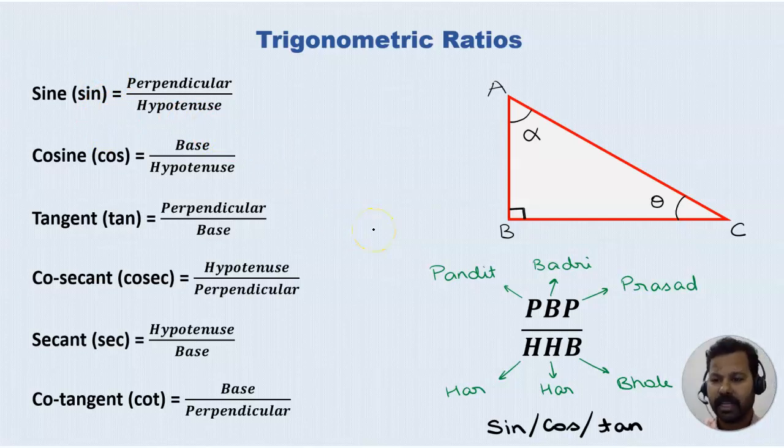In my school time, we learned one very interesting formula to memorize these. That is PBP upon HHB. Pandit Badri Prasad Har Har Bole. This is the formula we use for sine, cos and tan. First ratio is for sine, second ratio is for cos and third ratio is for tan. P upon H is sine, B upon H is cos, P upon B is tan. So it is very interesting and very easy to remember these ratios. Let me tell you how.